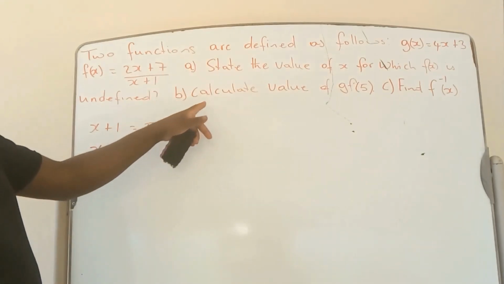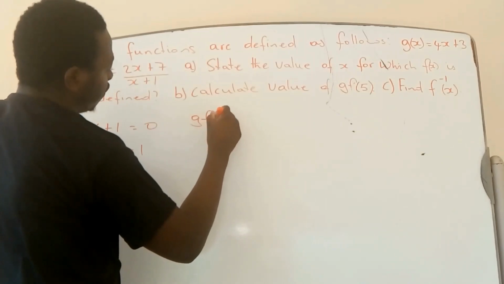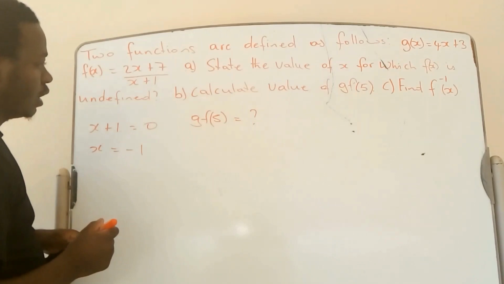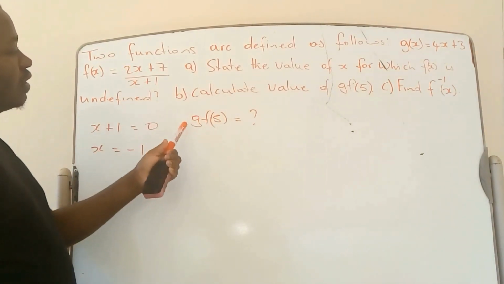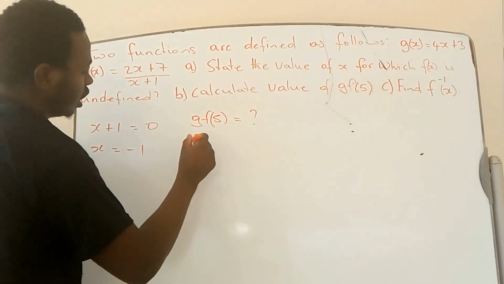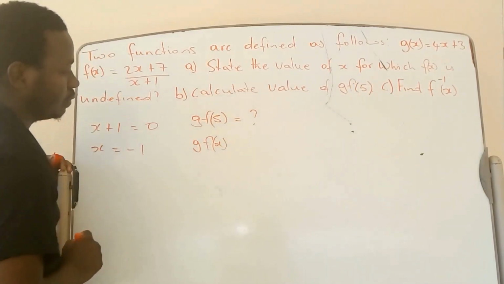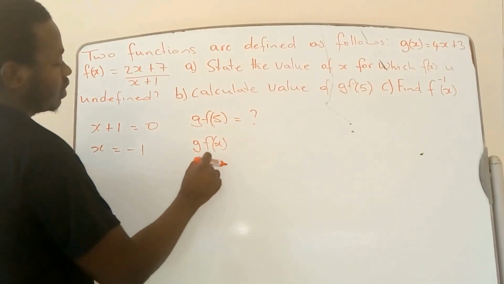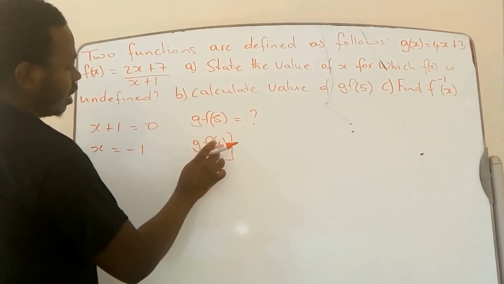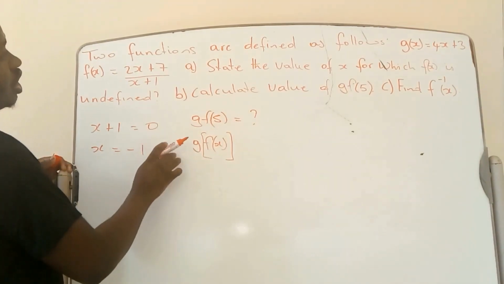Now to part B. Calculate the value of g of f of 5. So they want us to calculate this value. Right? But before you are able to calculate the value of g of f of 5, you need to find the function g of f of x first. Right? What is g of f of x? This means that you are putting the function f of x into the function g of x. What is g of x?